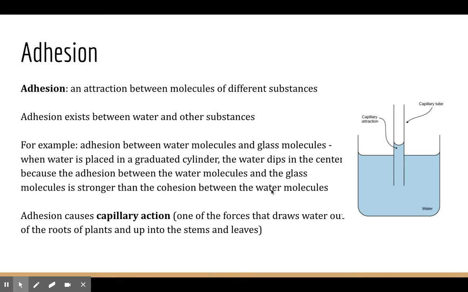In our lab, we looked at adhesion when we saw cut white flowers and celery placed into colored water. We saw that when it was placed into colored water, the leaves and the petals changed colors. And that is an example of adhesion and capillary action in action, right? We saw with our eyes that water was able to move from the bottom of the plant to the top of the plant. And that is because there was an attraction between the water molecules and the plants, and that allowed for capillary action to occur.